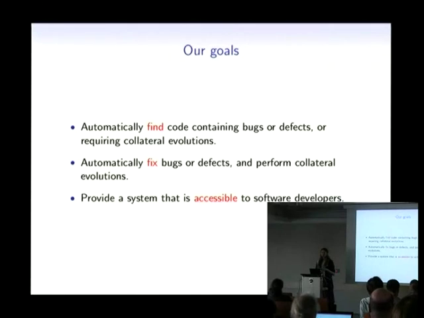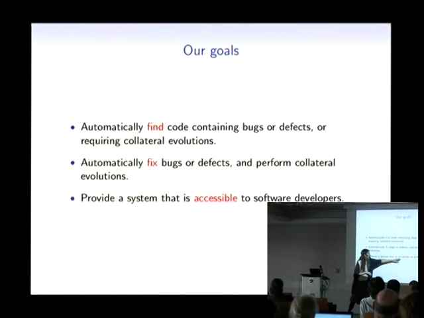So the goal that we have is to automatically find code that contains bugs or defects, or requires what we call collateral evolution. The idea of collateral evolution is you have an API function that changes in some way, so that's the evolution, and then all of the users of the API function have to be updated. So if you have a function that takes a new argument, then you have to figure out what is the value of the new argument that should be used in all those cases. But basically, we want to find complex patterns of code, and if it's possible to do so systematically, we'd like to fix those problems. So if you think about the exclamation point case and the ampersand case, we can just add a parenthesis and then we get the right priority.